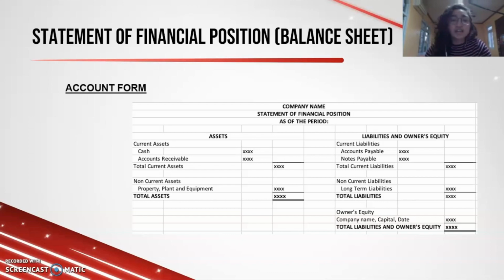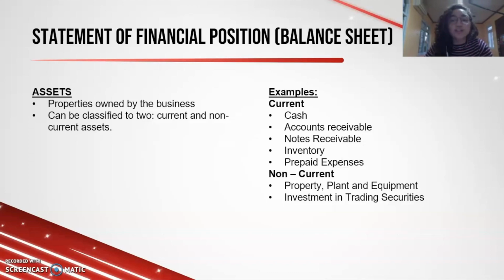To understand SFP more, I'll shortly discuss the three accounts. Assets are properties owned by the business. It can be classified into two, current and non-current assets. Examples of current assets are cash, accounts receivable, notes receivable, inventory, and prepaid expenses. Examples of non-current are property, plant, and equipment, and investment in trading securities.